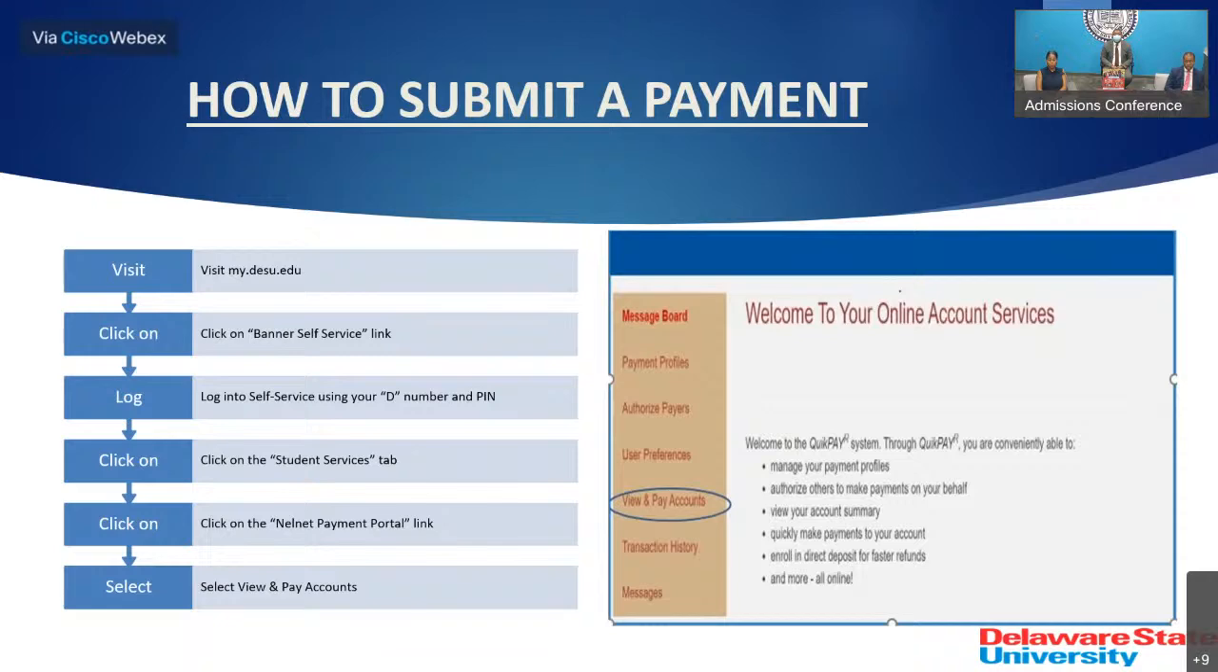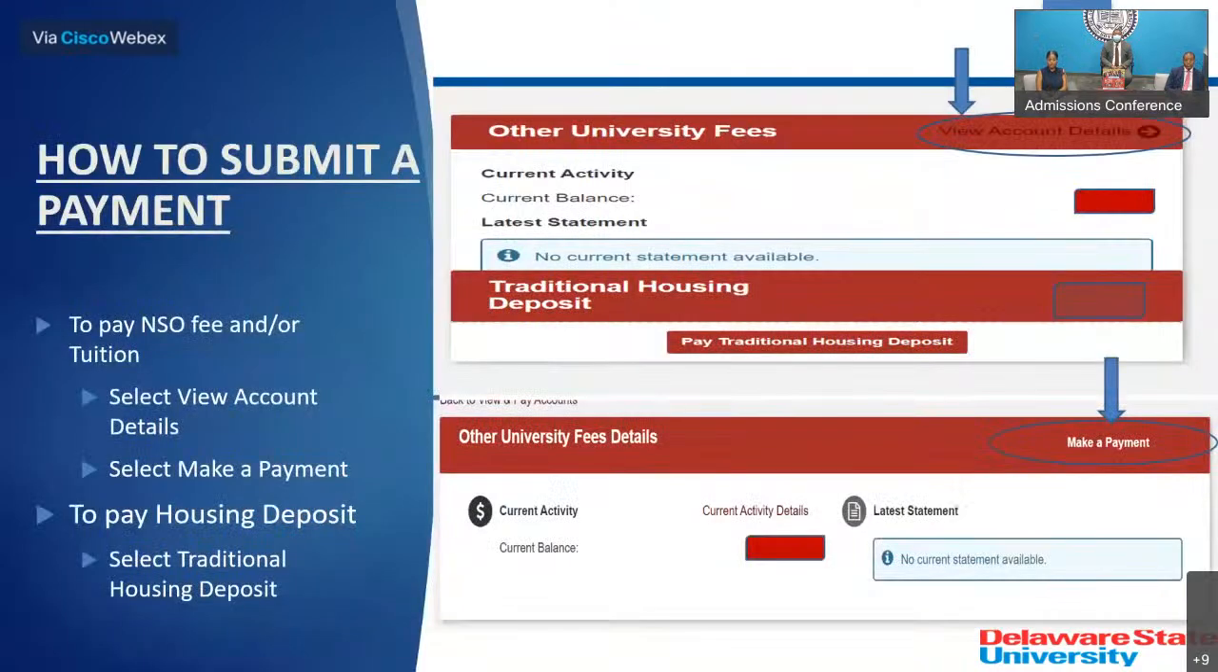Once you're on there, you want to select View and Pay Accounts, as you see in the image there. Now, if you're a new student looking to pay your new student orientation fee, or a returning student paying your tuition, you want to select View Account Details, and then from there, you want to select Make a Payment.